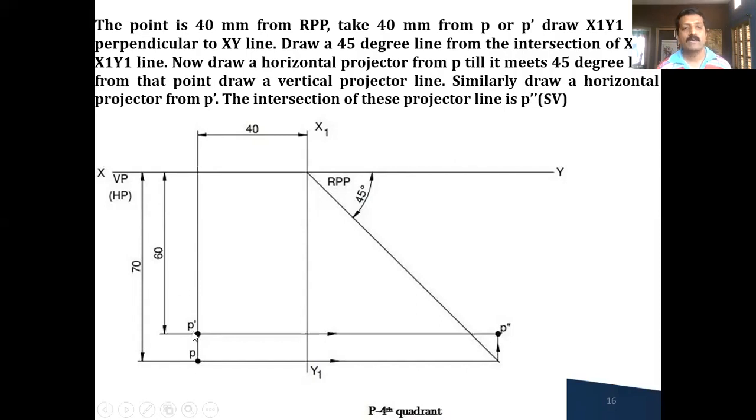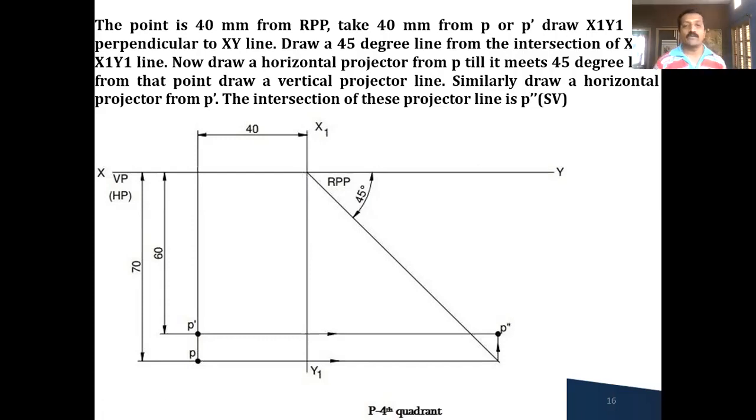So from this P R P dash, you can take 40 millimeter right side and draw a vertical line which is perpendicular to your XY line. This is also one more reference line similar to your XY line. We can call this the X1, Y1 line. The intersection between your XY and X1, Y1 line, you can call this the origin O.